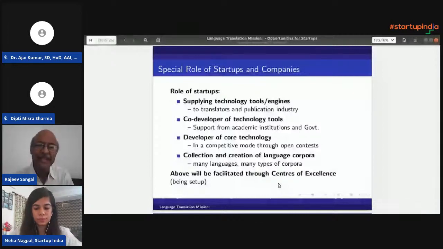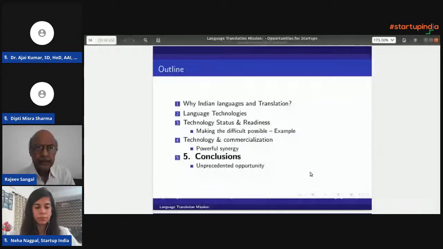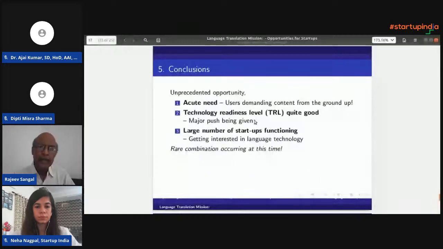So let me come now to the conclusions. So first of all, this is an unprecedented opportunity. There is an acute need, users are asking for it, and this demand is coming from the ground up. Technology readiness level, we are almost there. Almost there means we have now entered the commercial space, and a major push is being given by government as well as academic institutions. In our country, a large number of startups have come up. Many of them are getting interested in language technology, and I hope more will enter language technology. And this is a rare combination which is occurring all together. So we need research in technology and delivery of technology. So this is an entire ecosystem for Indian languages, and that need has become so important.